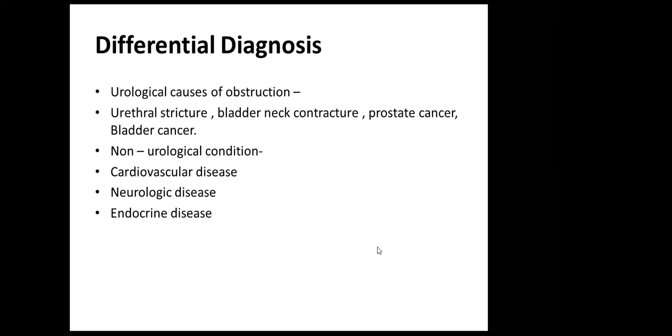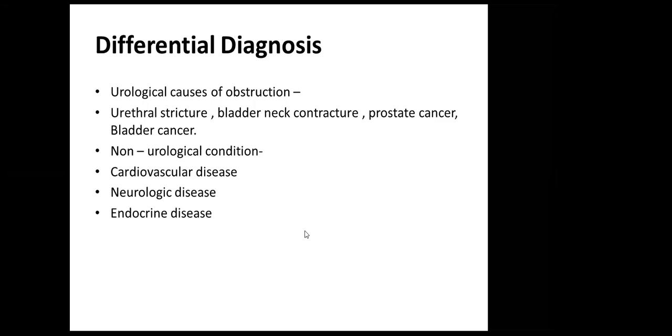Some of the differential diagnoses that should be kept in mind with BPH can be divided into urological causes and non-urological causes. Urological causes include urethral stricture, bladder neck obstruction, prostate and bladder cancer, and non-urological causes such as in cardiovascular disease, patient can be using excess of diuretic as a treatment, or else in congestive cardiac failure because of the release of brain natriuretic peptide, patient's frequency of urination increases.